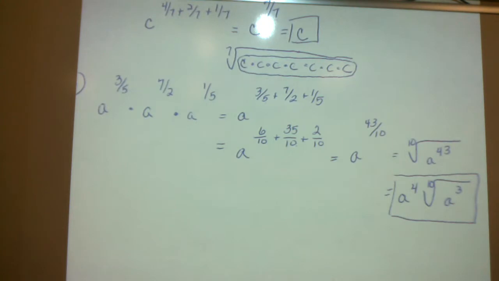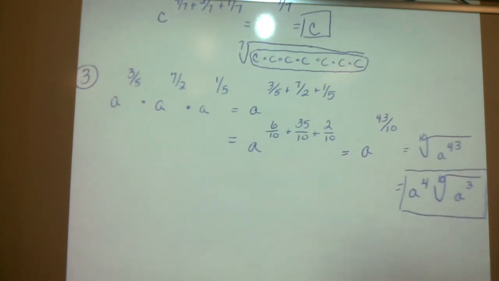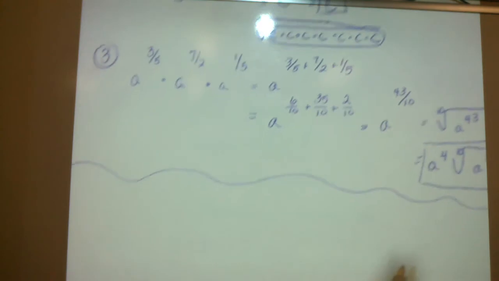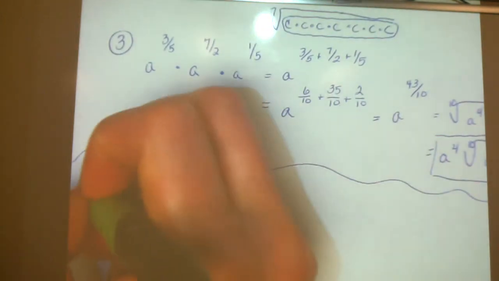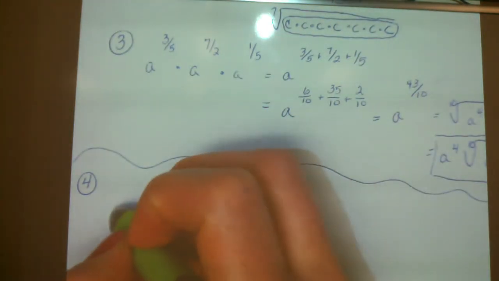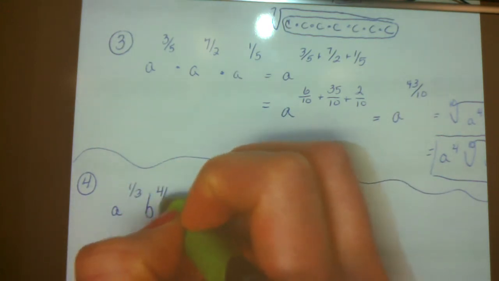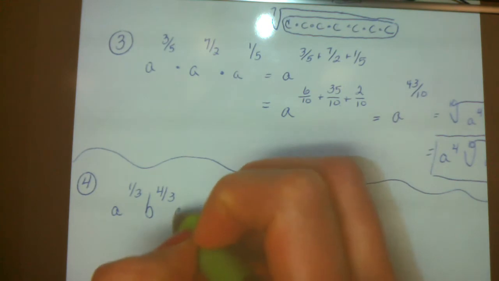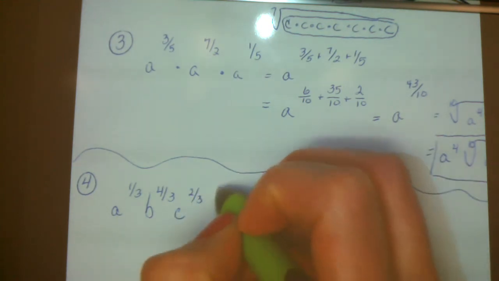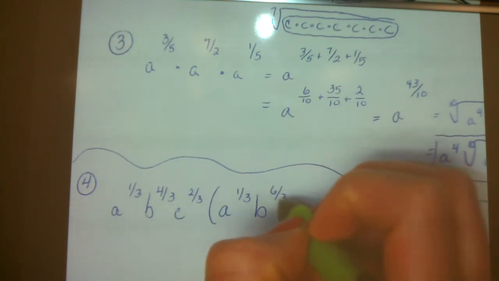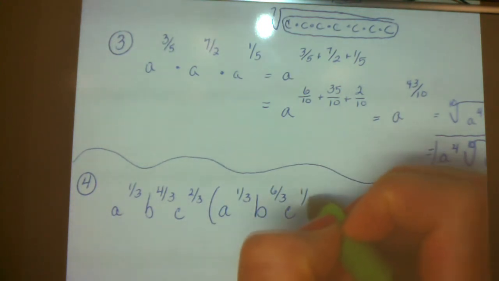Okay, that was the first part of simplifying variables with rational exponents. The second part of this, I'm going to kind of go like this to kind of break this up. The next part, if we take a look at number 4, I've got a to the 1/3, b to the 4/3, c to the 2/3 times a to the 1/3, b to the 6/3, c to the 1/3.